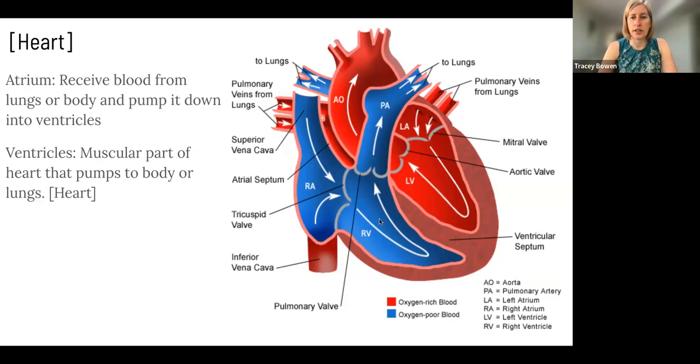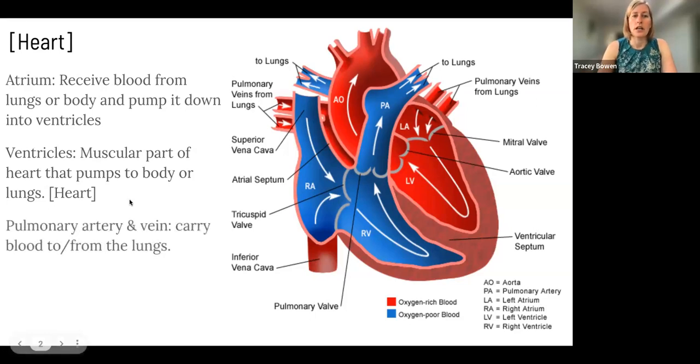And the musculature of the right ventricle is thinner, less muscular, than on the left ventricle. This is because the left ventricle pumps out to the aorta, which is going to the whole body, whereas the right ventricle is only pumping out to the pulmonary artery, to the lungs, which are quite close to the heart. The pulmonary artery and vein are going to carry blood to and from the lungs.